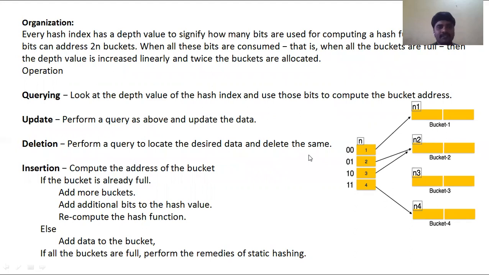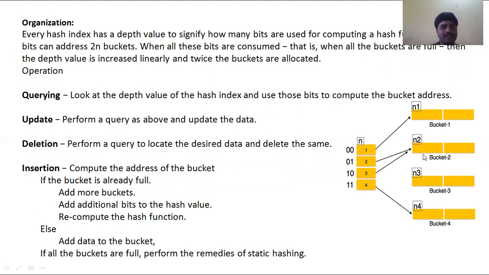These bits can be addressed to n buckets. Here we have four buckets, so 2^n means 2 into 2, which is 4 buckets. When all these bits are consumed, that is when all the buckets are full. For example, here all bits are consumed, so all buckets are full.